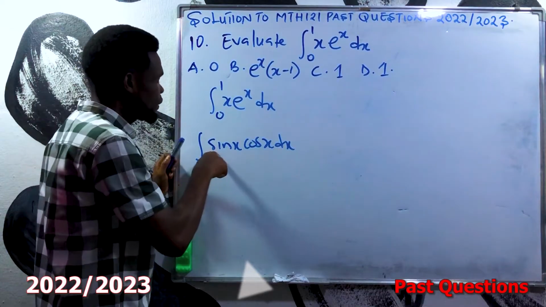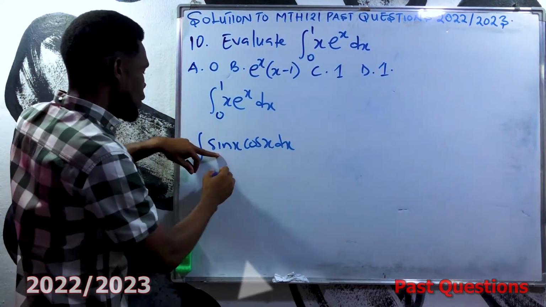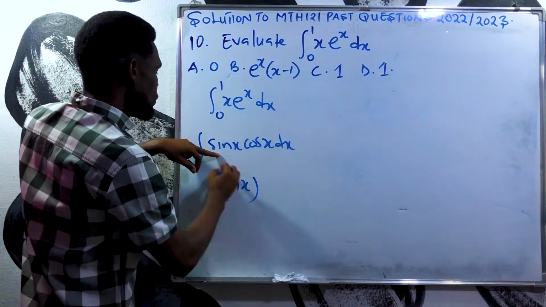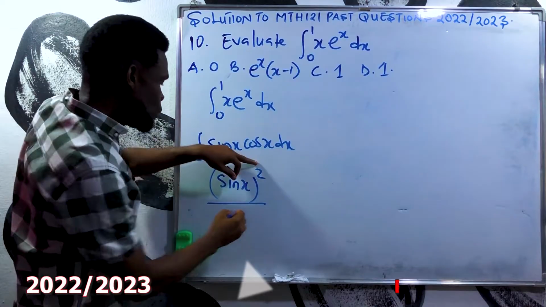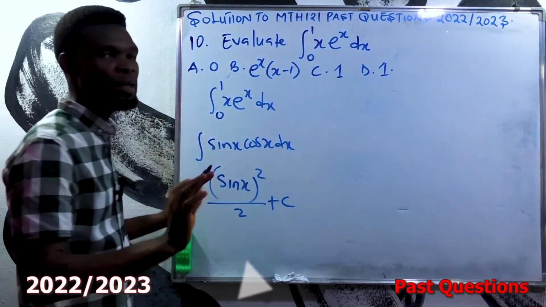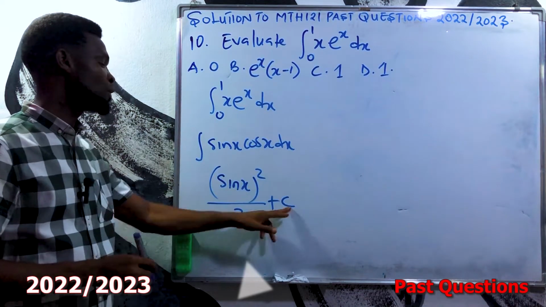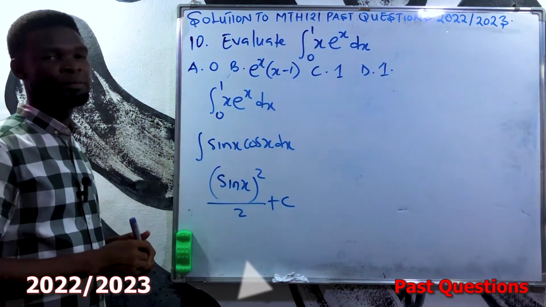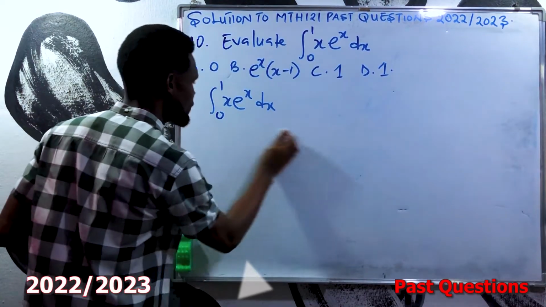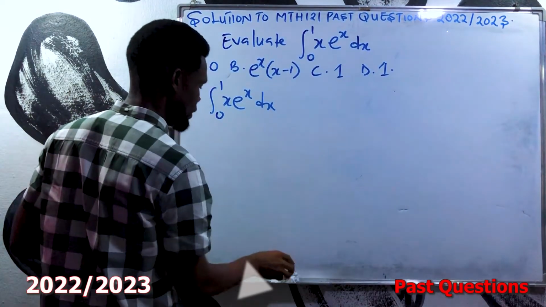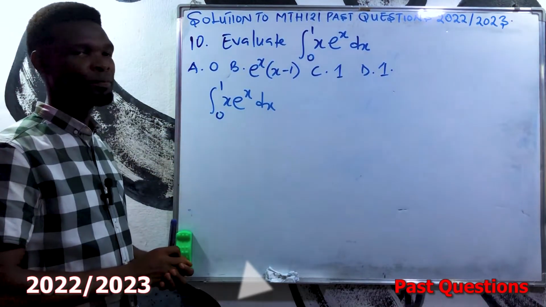So since I differentiate sine x to get cos x, I'll just take the square of sine x. So I'll have sine x raised to the power of 2, divided by the new power 2, plus c. That is how to integrate this particular function. Why the plus c? No boundary. Okay. But what I have in this exam question now is that I am to integrate x exponential x.